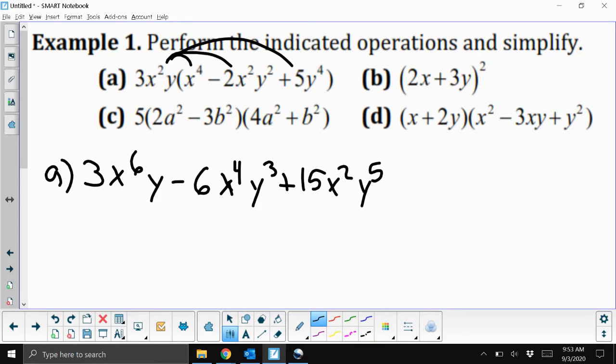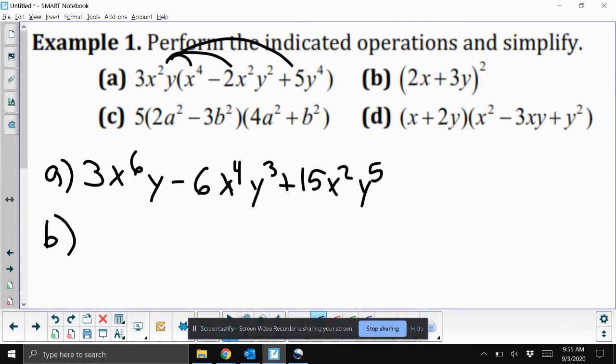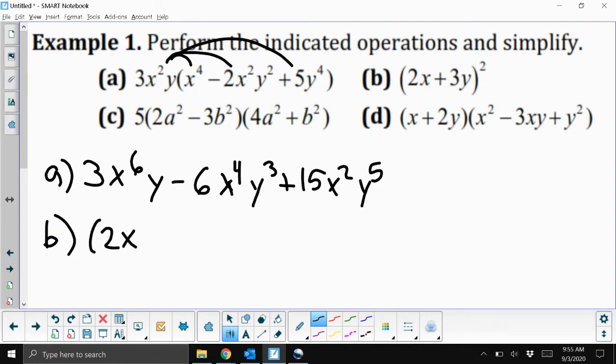All right, so B is one of those ones where there's a common misconception sometimes. We do not want to distribute that square to the 2x and to the 3y. That is not correct because that is not what a square is. A square means we have to write it out twice. So really what we have here is 2x plus 3y times 2x plus 3y.